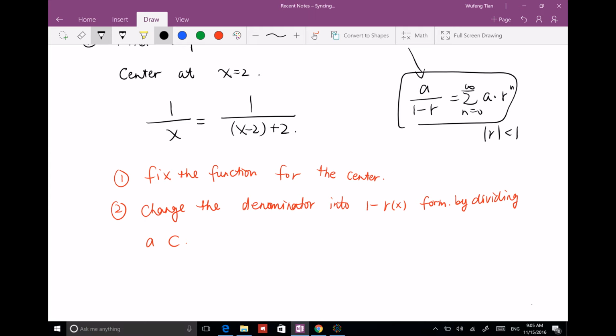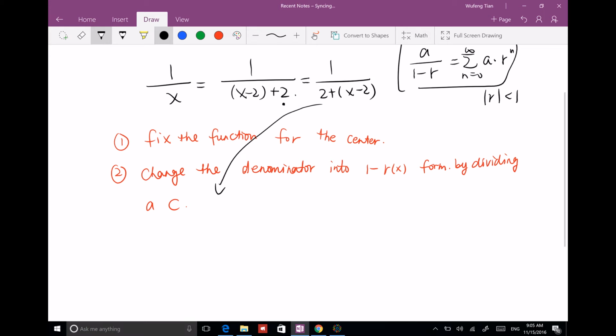Now my problem is this 2. What I do is 2 plus x minus 2. I need to change the 2 into 1 minus something. Okay, how do I change the 2 into 1? What I can do is divide both the top and the bottom by a number c. The number is 2. I need to change the 2 into 1. So divide both the top and the bottom by 2.